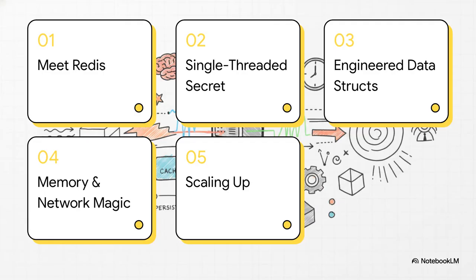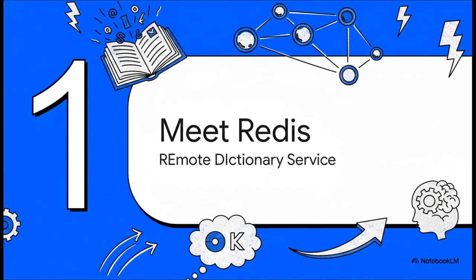Here is our roadmap for today. 1. Meet Redis. 2. The single-threaded secret. 3. Engineered data structures. 4. Memory and network magic. And 5. Scaling without slowing down. Kicking things off with Section 1, Meet Redis, which actually stands for Remote Dictionary Service.